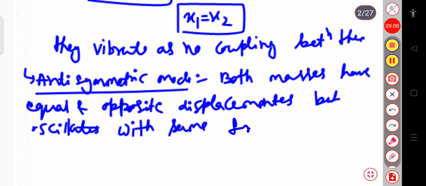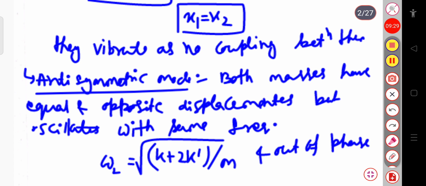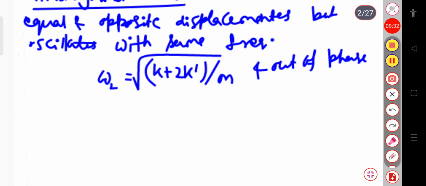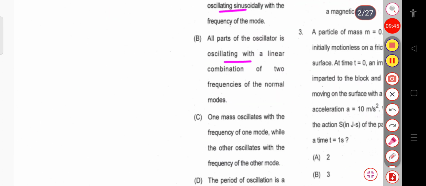Same frequency means in case of the anti-symmetric mode also, both masses have the frequency omega 2 equal to root of (k plus 2k prime) divided by m. You know k is the spring constant, and here they are out of phase. Out of phase means the coupling is working, that means they will couple.